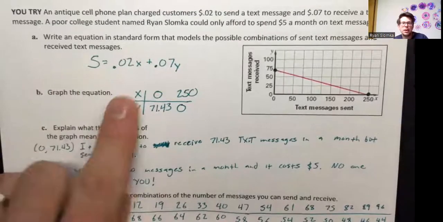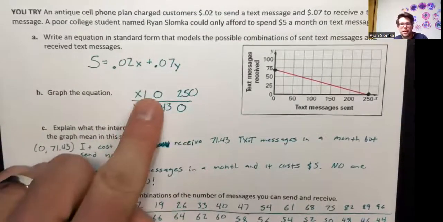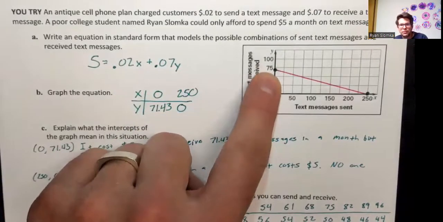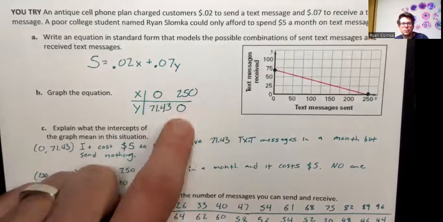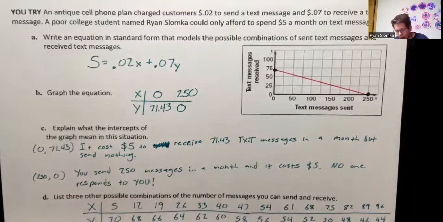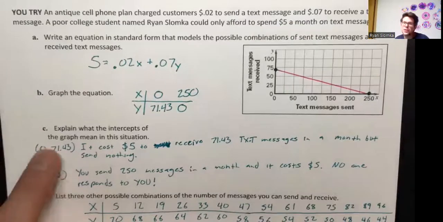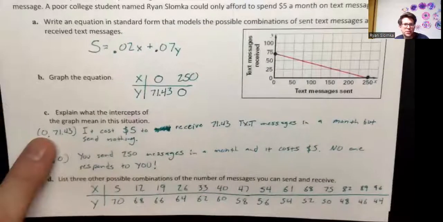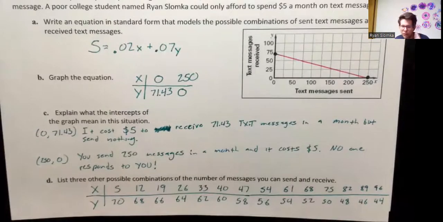My table, I can make a table very quickly and easily if I use my intercepts. My first one being my y-intercept that you can see right here, right below the 75. And then my second one is going to be my x-intercept, which you can see right here as exactly at 250. For my first one, both of these situations are pretty wild and crazy. So in our first one right here, we have 0, 71.43. So right off the bat, it's 0.43, which you can't send 0.43 of a text message. That doesn't make any sense.